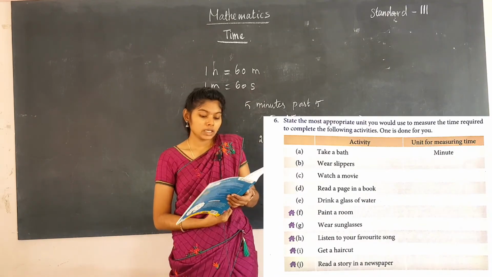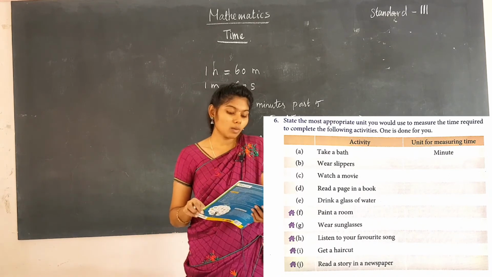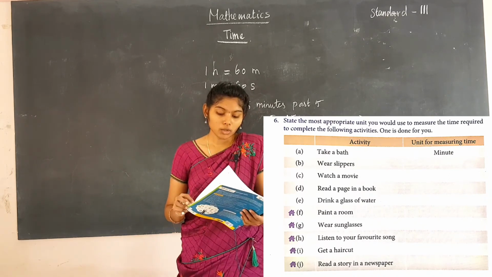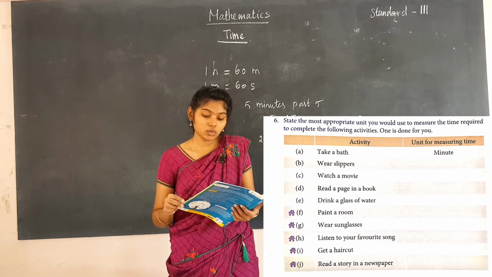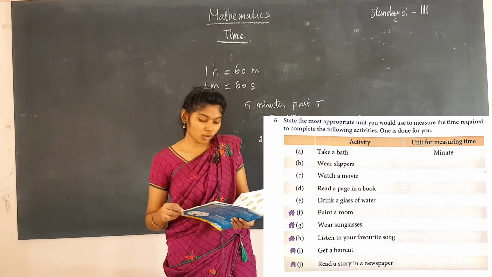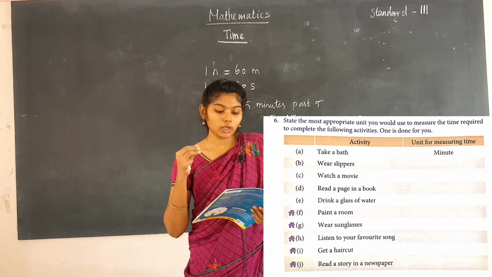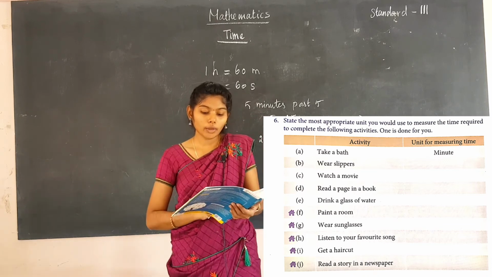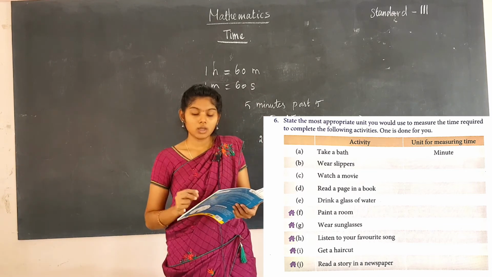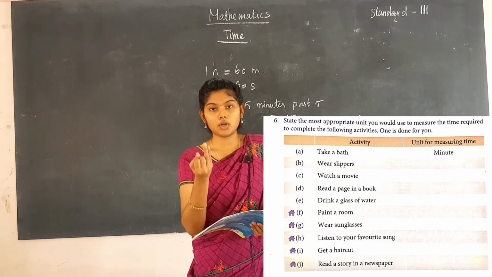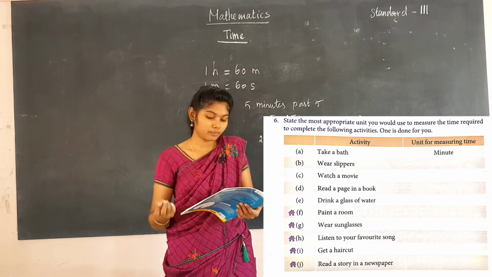And the next one, 6th sum. State the most appropriate unit you would use to measure the time required to complete the following activities. So you are going to use the appropriate unit. Unit means it's hour, minute or second. These are the only units.